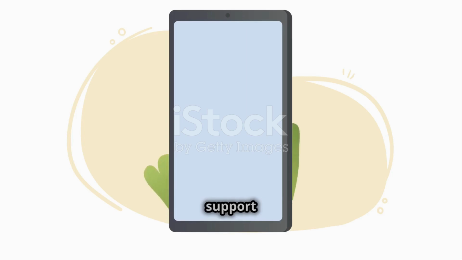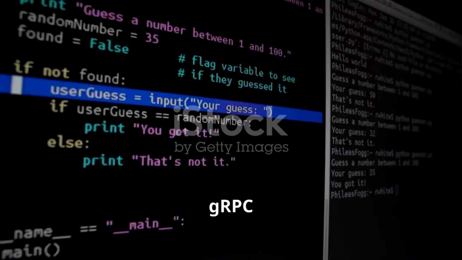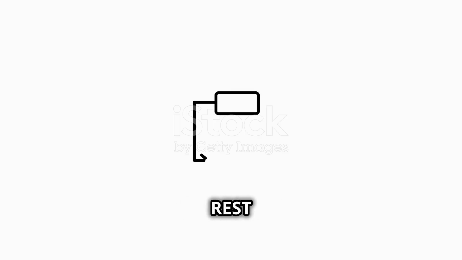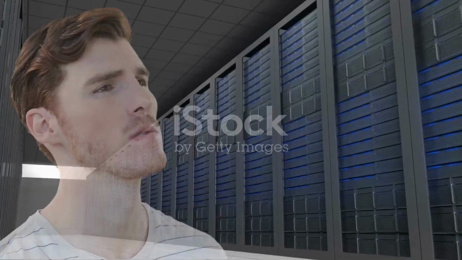3. Cross-language support. REST works across any language with HTTP support. gRPC is also cross-language but requires protobuf libraries. 4. Streaming. REST is limited to single request, single response. gRPC supports real-time bidirectional streaming.